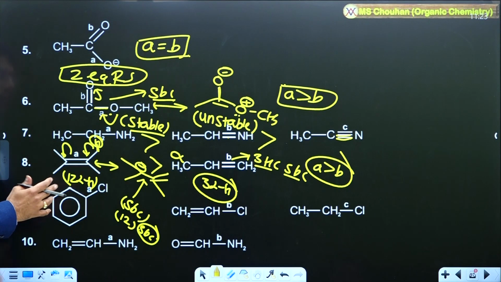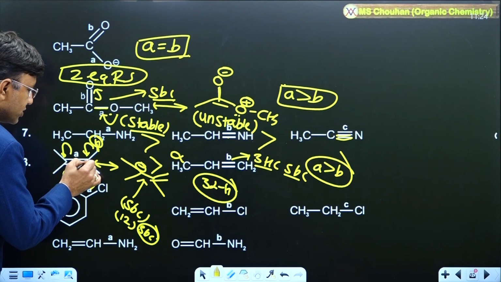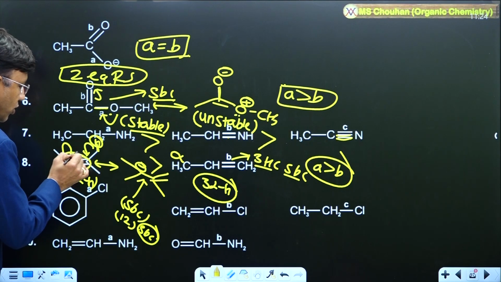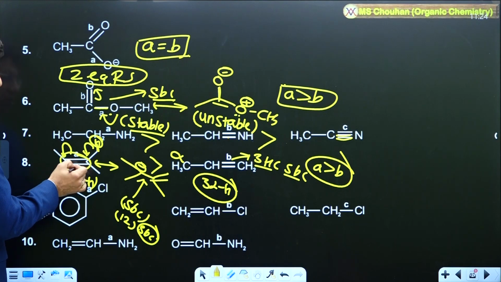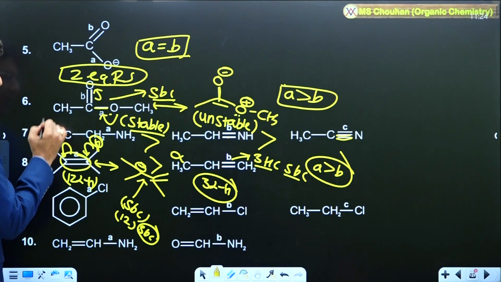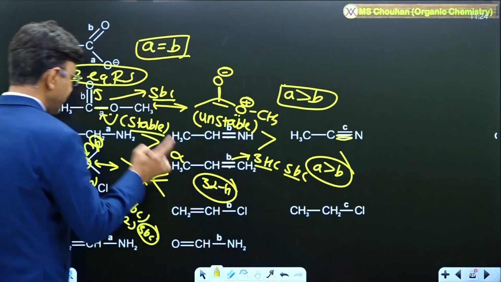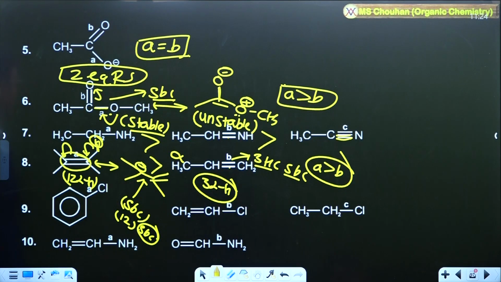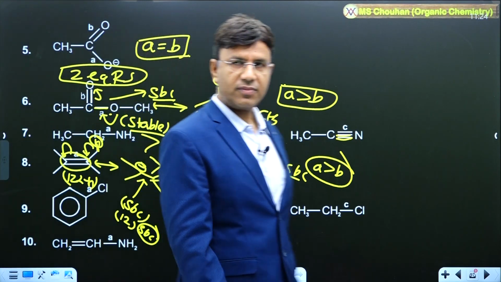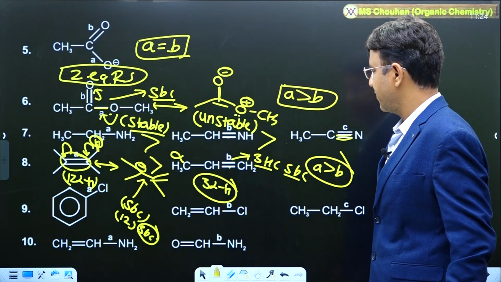Since we have to compare the bond length, we will focus on this bond only. How many hyperconjugating structures have single bond character? 12. How many hyperconjugating structures have single bond character? 3. This means more bond length of A. Got it? What is the answer of 9th?